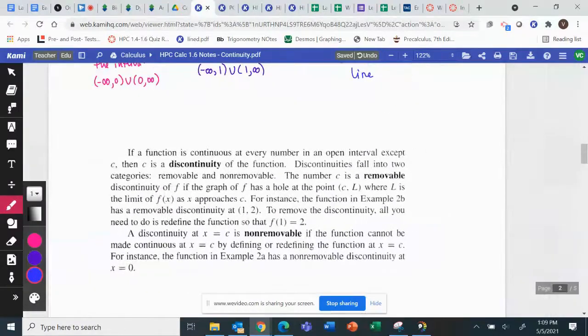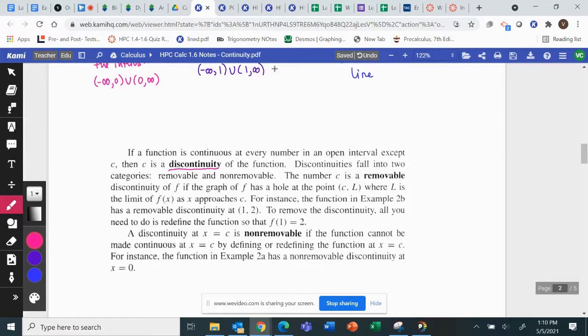Okay, the next paragraph talks about some more vocabulary words. So we've got a function is continuous at every number in an open interval except c. Then c is a discontinuity of the function. So the discontinuity would be that one number that it kind of skips over.